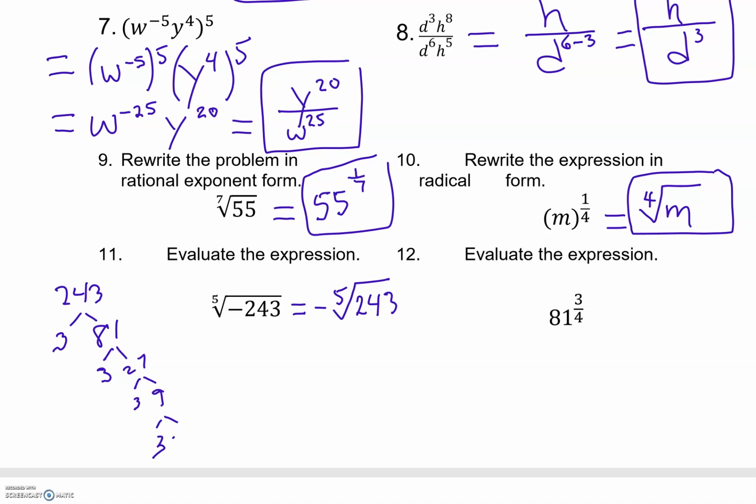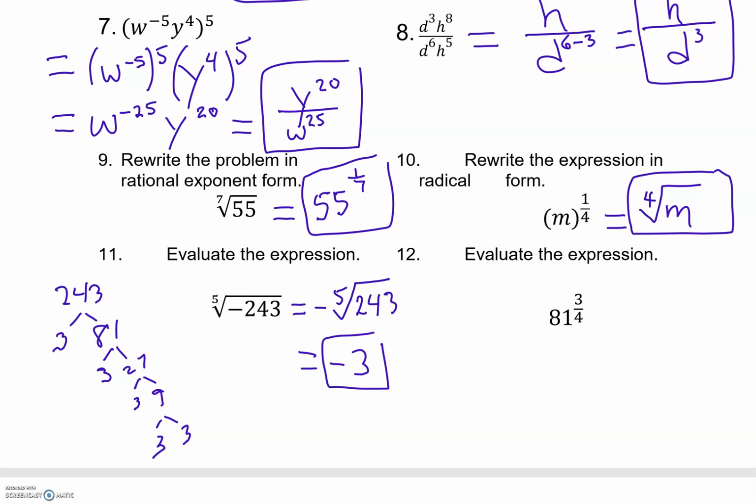So that means that 243 is a perfect 5th power. 5th root of 243 is going to be 3, but we've got that negative out in front. So we have -3 for our answer.